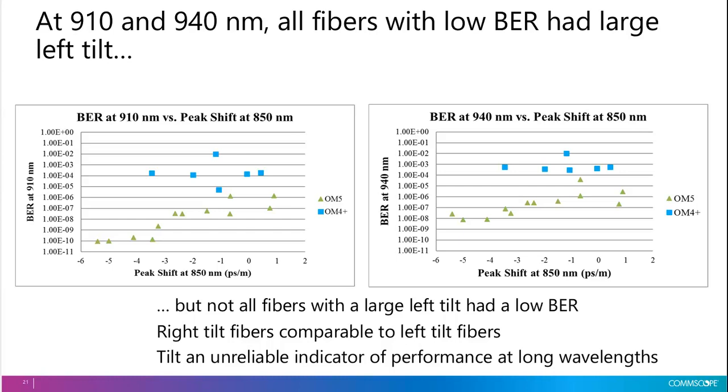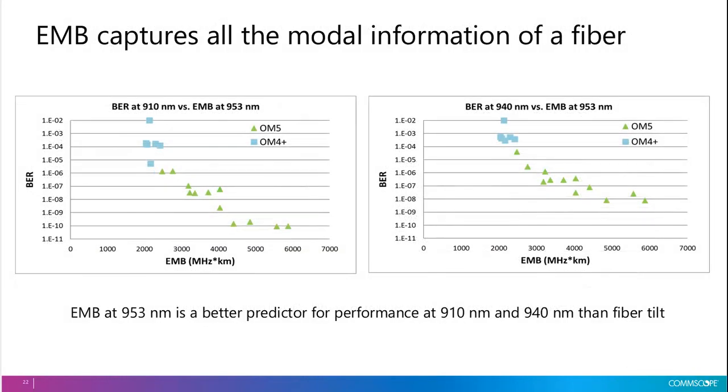In addition, there's two green triangles on the right of each chart. Those are the OM5 fibers that have a slight right tilt, and their BER is comparable to some of the left tilt, or even better than some of the left tilt fibers. So really, the tilt at 850 nanometers is an unreliable indicator of how well these long wavelength channels are going to perform. So what should we do instead?